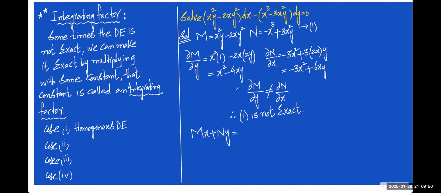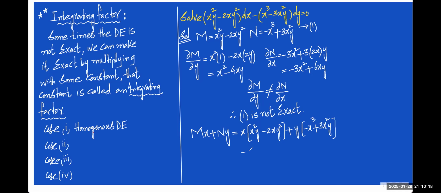mx, m value is this one. This one we have to multiply with x like that: x into x square y minus 2xy square, plus n should be multiplied with y, minus x cube plus 3x square y. If there is even a small mistake, then it won't work.